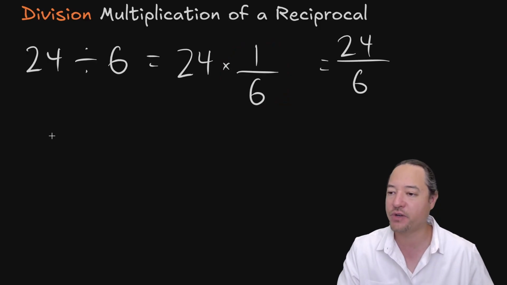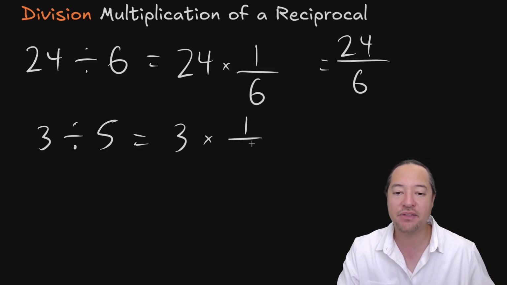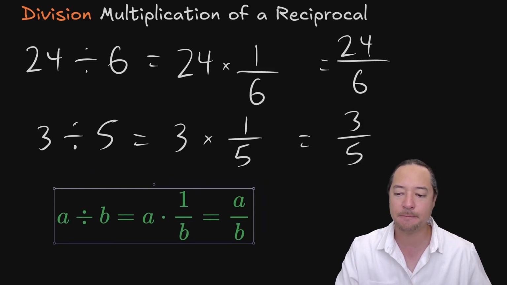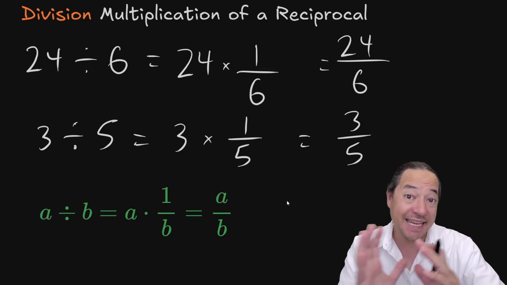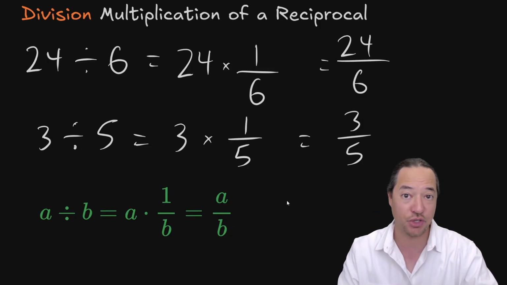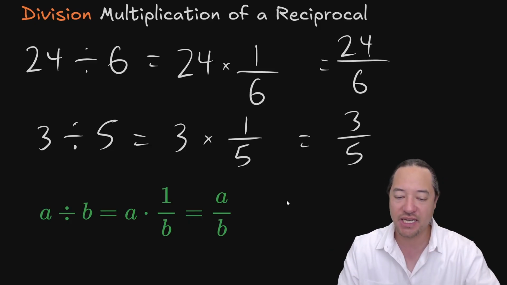Let's do another example first. Let's think of, let's say, 3 divided by 5. What is this really doing? Well, it's 3 multiplied by the reciprocal of 5, and that would give us 3 over 5, just like that. So as a general rule, we could say any a divided by b is really the same as a multiplied by the reciprocal of b. This changes all division into multiplication. Let's see why this is so powerful.